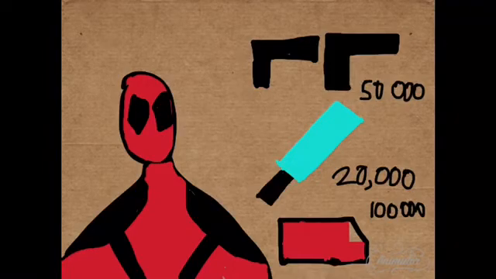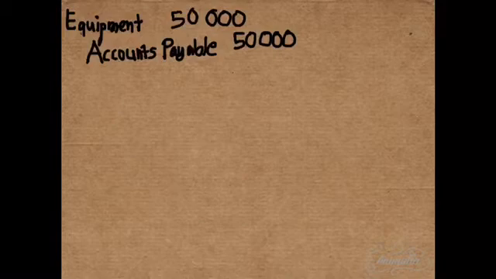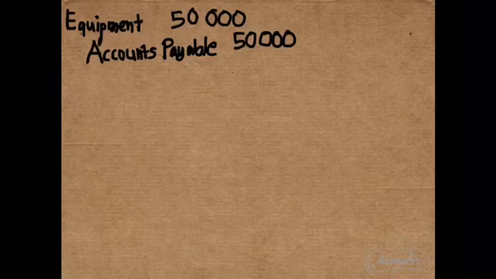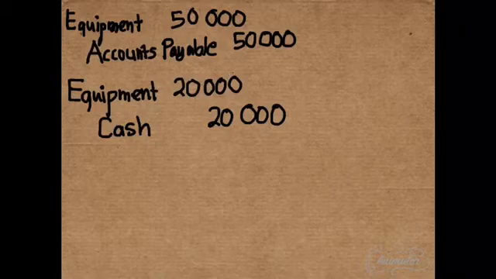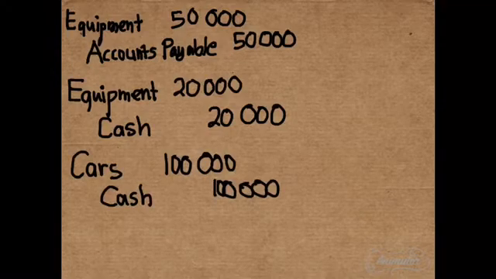So what we're going to do now is make a journal entry, which is the first step. First we would debit equipment amounting to 50,000 and credit accounts payable because he didn't pay for the guns right away. As for the sword, we would also classify it as equipment and credit cash amounting to 20,000. As for the car, we would debit cars amounting to 100,000 and credit cash also for 100,000.